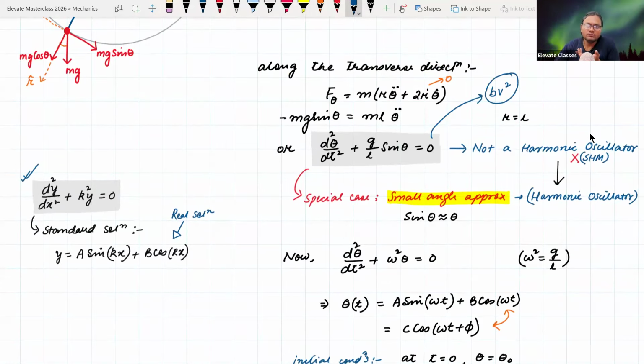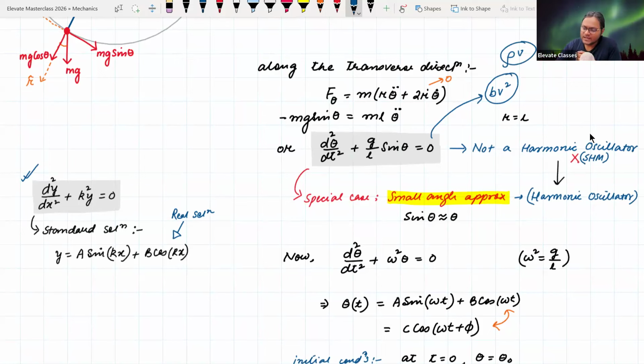If I throw a ball, it experiences air friction. If something is falling through the atmosphere, you must have studied in class 11th or 12th that it reaches terminal velocity. Why? Because even though it is accelerating forward, there is friction due to air resistance. So whenever damping is present, the equation of motion gets modified and there is an additional term, either b v square or rho v, depending upon the nature of the damping.